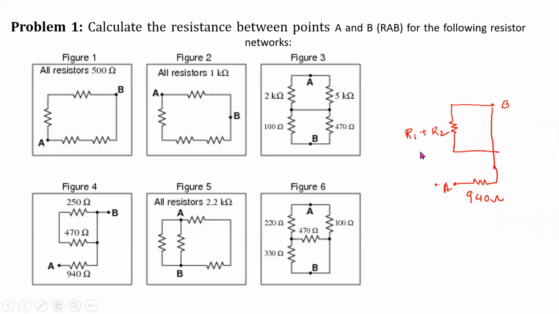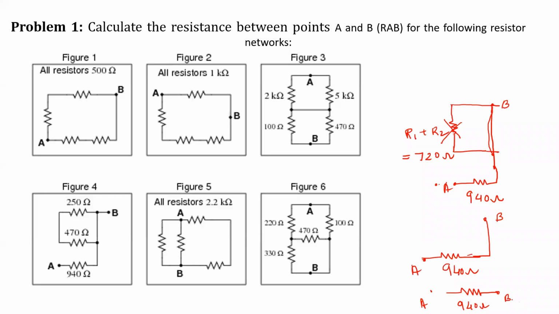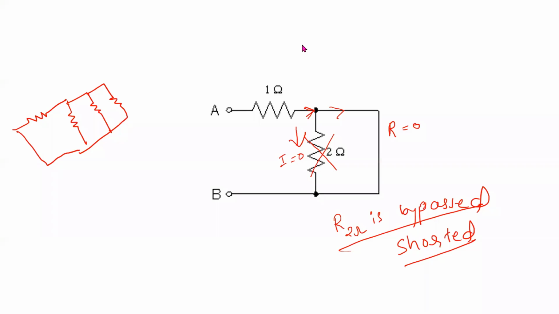So what is this answer? What is R1 plus R2? Is this 720 ohm? 600, 650, 720. All right. Now, can we apply the bypass concept here? Can you neglect the 720 ohm resistor because it is shorted using this wire? It can be neglected, so A, B will be as it is. What is the equivalent circuit between the nodes A and B? It is only 940 ohm. Am I clear? Give a response in the chat box.